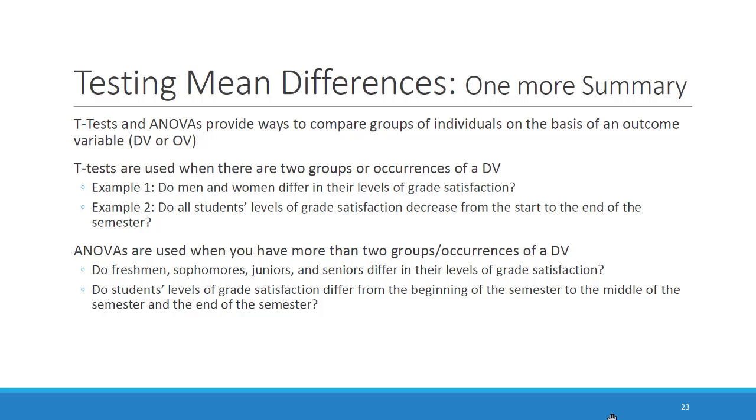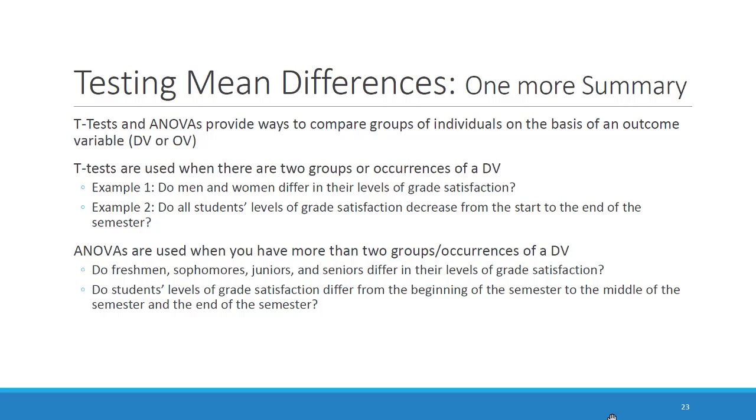So one more summary for you. T-tests and ANOVAs provide ways to compare groups of individuals on the basis of an outcome variable, so a DV or an outcome variable, OV. T-tests are used when you have 2 groups or occurrences of a dependent or outcome variable. For example, do men and women differ in their levels of grade satisfaction? Another example is, do all students' levels of grade satisfaction decrease from the start to the end of the semester? In both cases, you could use a t-test.